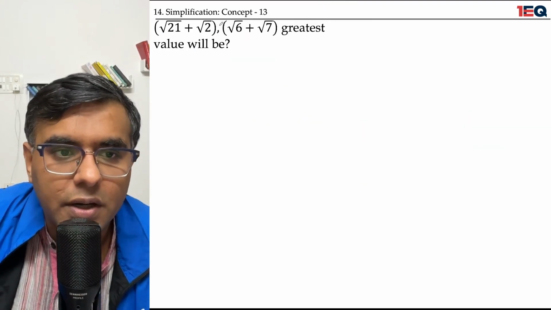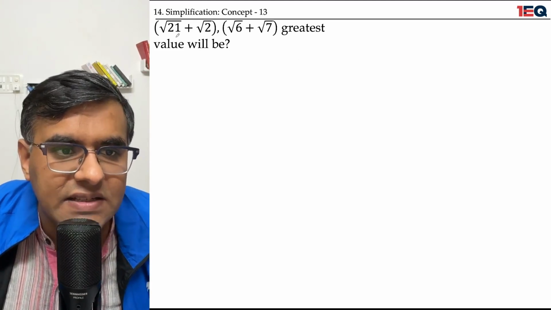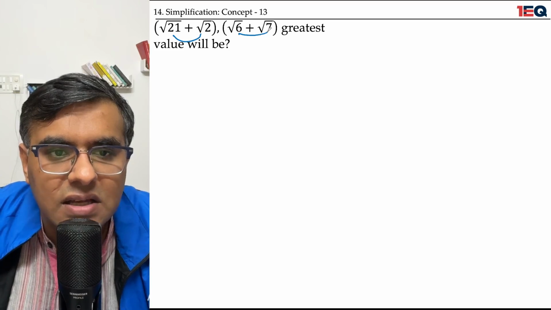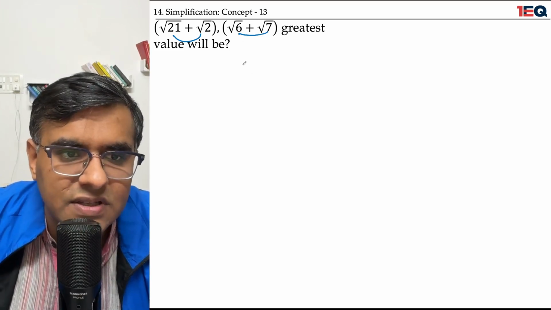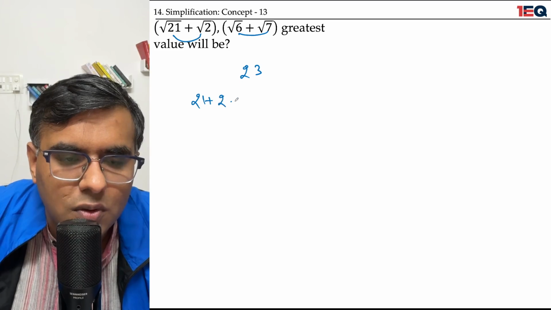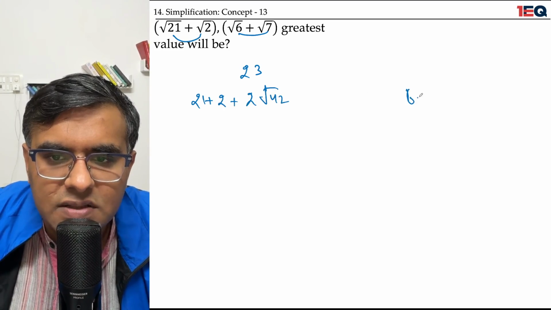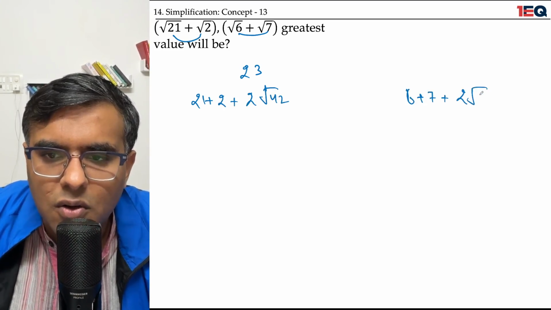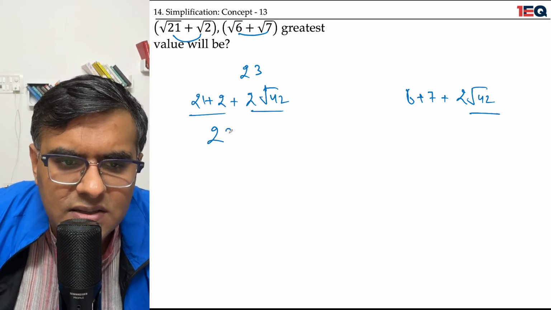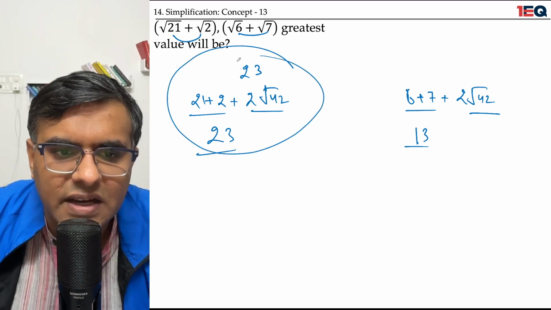Okay, moving ahead. Now I can see the numbers like 21, 2 and 6, root 7. It has been asked which value would be greater. So I am doing 21 plus 2 plus 2 root 42. Then I have 6 plus 7 plus 2 root 42. This 2 root 42 is constant. Out of this, this has a sum of 23 and this has a sum of 13. So naturally, this side is greater.